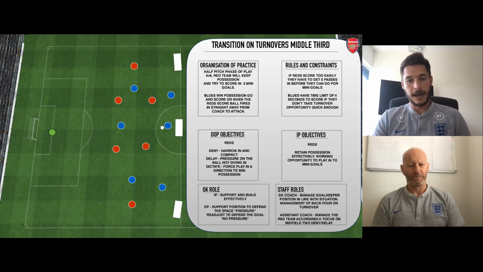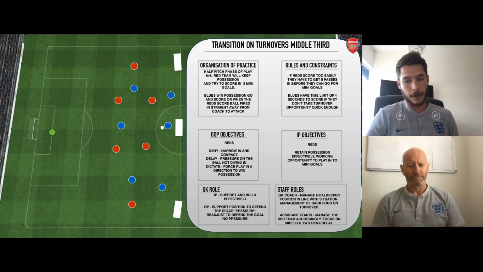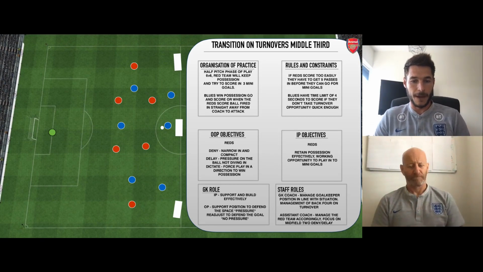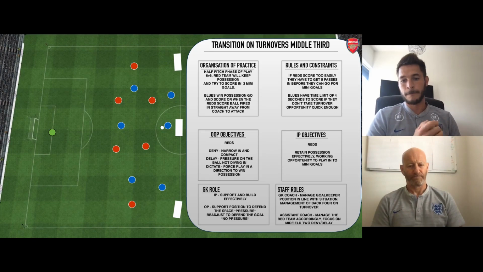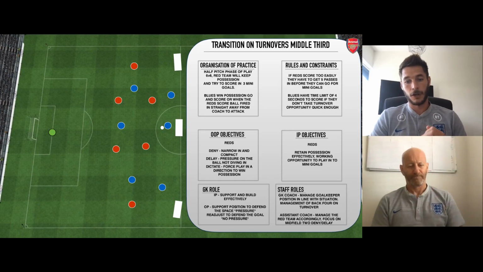Yeah. Staff roles, the goalkeeping coach. Now, this is how we can utilise the goalkeeping coach for the benefit of the players and how much detail we can now get into our players. So the goalkeeping coach is going to manage the goalkeeper's position in line with the scenario and situation he's faced, pressure or no pressure.